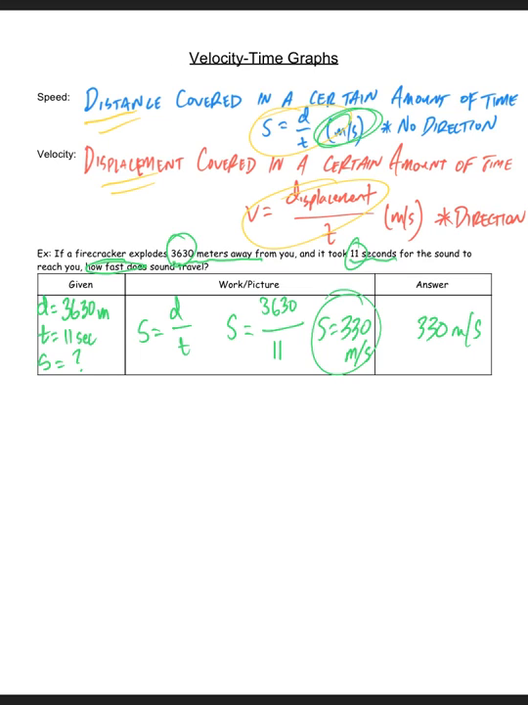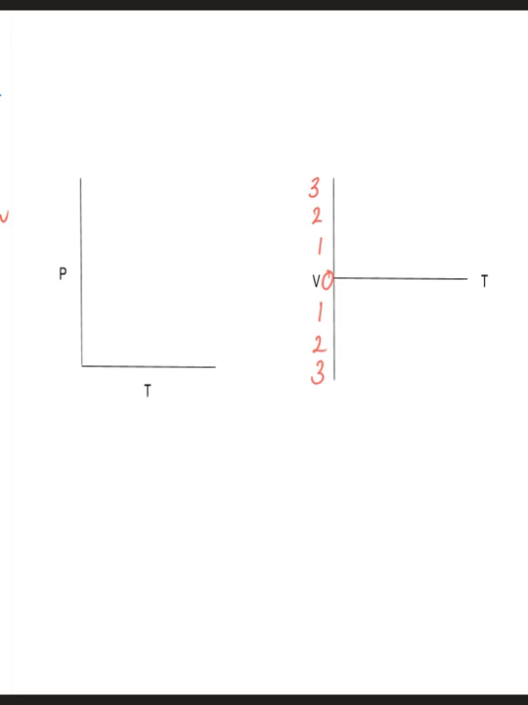Just be comfortable solving problems for speed or velocity, and you're just going to be using these two formulas to do that. Now we're going to take a look at a position time graph compared to a velocity time graph. This graph over here on the right side is a velocity time graph. What I want you to notice is that I labeled numbers here: 0 being in the middle, and then increasing 1, 2, 3 down, and increasing 1, 2, 3 up as well. Those numbers are very important to think about whenever you are dealing with a velocity time graph.